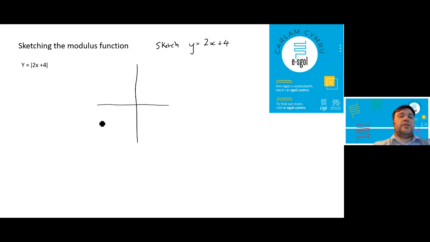So it's a positive gradient. It's going to be there. So that's going to be 4. And then because of the fact there's a gradient of 2, this is going to be minus 2 here. So that's the sketch of that.